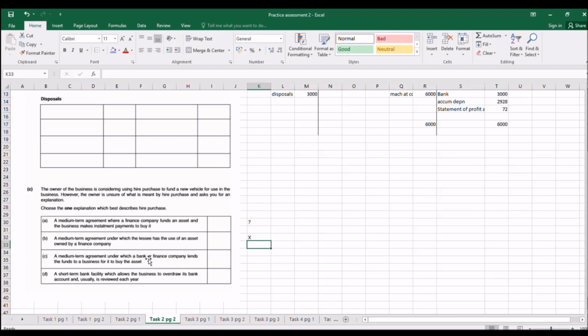A medium-term agreement in which the bank or finance company lends funds to a business, that's a loan. That wouldn't be that, so it's not that one. That would just be a loan. We bought title to it straight away, and then we've got a loan to do it. A short-term facility. If we're seeing short-term, we're having rentals as an idea of thinking of operating lease going on here, which allows the business to overdraw its bank. That's a bank overdraft account, and usually reviewed at the end of each year.